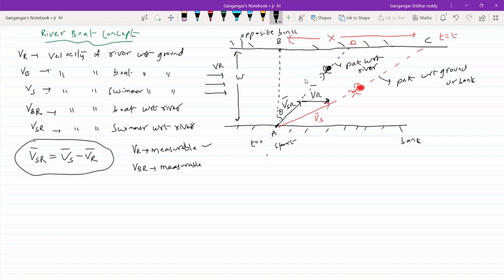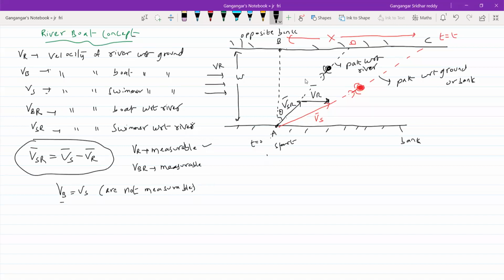What is VS, or what is VB? VS is the velocity of the boat or the swimmer measured from the ground. Can you measure it? Not possible, no? For this, what should you do? By being on the bank, you should measure the displacement of the swimmer and the time taken. Displacement divided by time taken will give the velocity. Is it possible for you to stand on the bank and measure the displacement? I think it's very difficult. Of course, technology has improved, still it's very difficult.